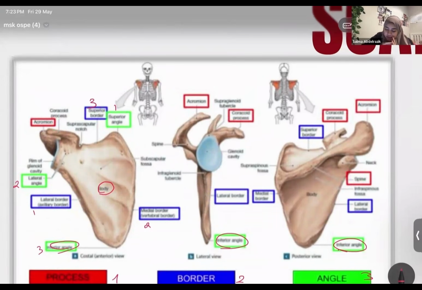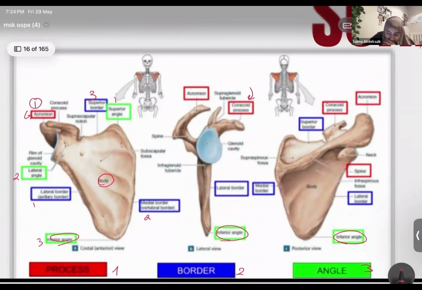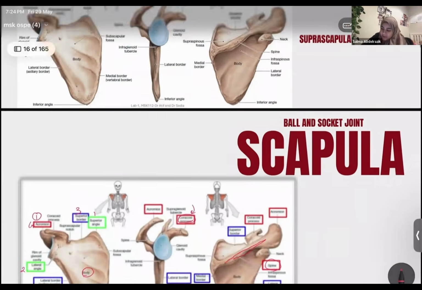Awesome. And processes, you have one process here, and it's acromion. You have another process when you look laterally, which is the coracoid process. Cool? And then you have the spine process when you turn posterior. I hope that makes sense so far. Quality is bad. I'm sorry, guys.